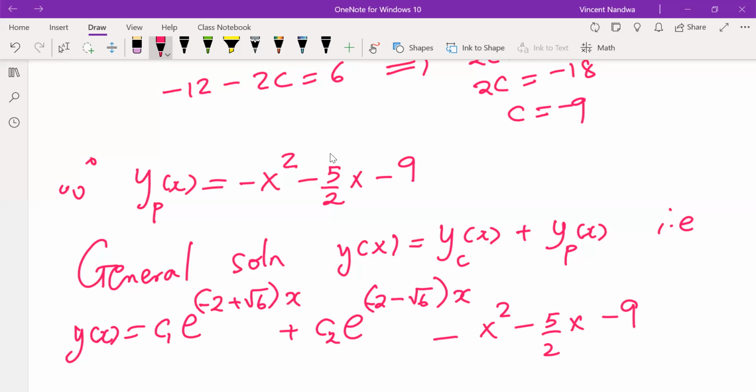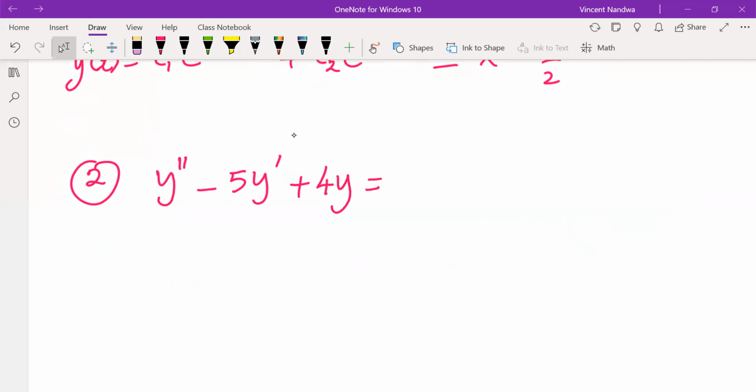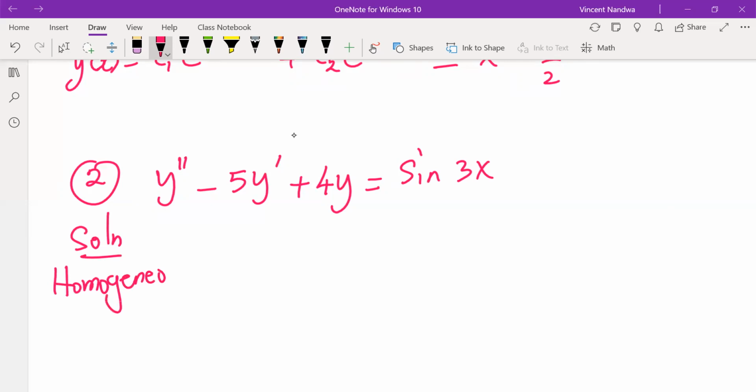Second question is y double prime minus 5y prime plus 4y equals sine of 3x. Now, as usual, we start by solving the homogeneous equation. So the homogeneous equation is y double prime minus 5y prime plus 4y equals 0.